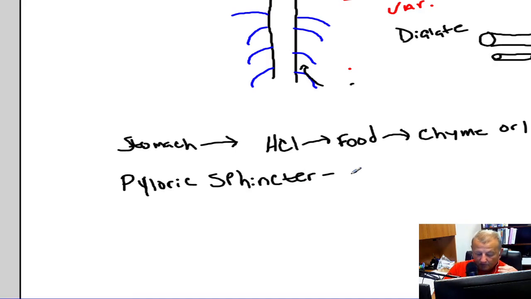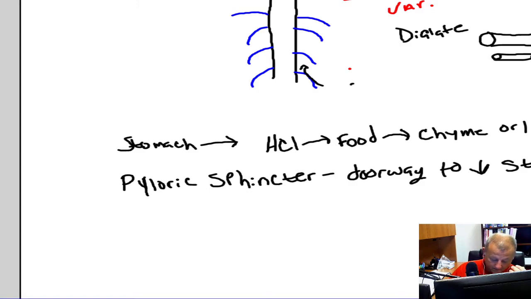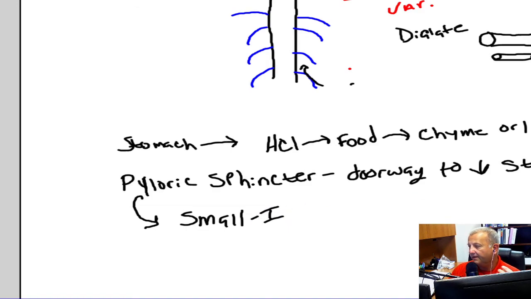And that's known as the doorway to the inferior, or lower, portion of the stomach. And so that's the part that's going to lead to the next thing we're going to talk about. So the pyloric sphincter sits right at the small intestine. Okay, so we'll talk about it next.